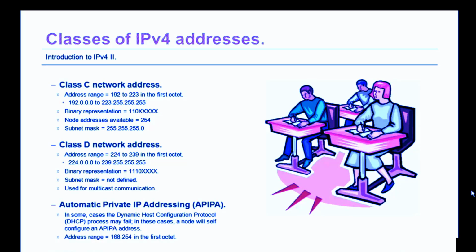And finally, we have a special class of addresses. Well, kind of a class of addresses. And that involves automatic private IP addressing, APIPA. In some cases, the Dynamic Host Configuration Protocol, DHCP, process may fail. In these cases, a node or host will self-configure an APIPA address. Now, with an APIPA address, the first 2 octets are always 168.254. And if you see that in your IP configuration, you know that you have a DHCP problem.